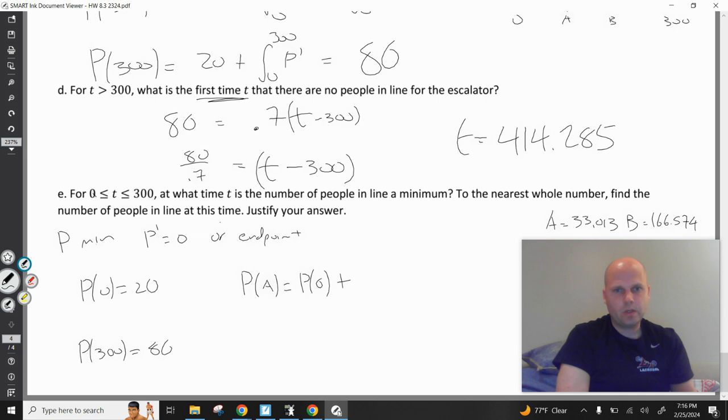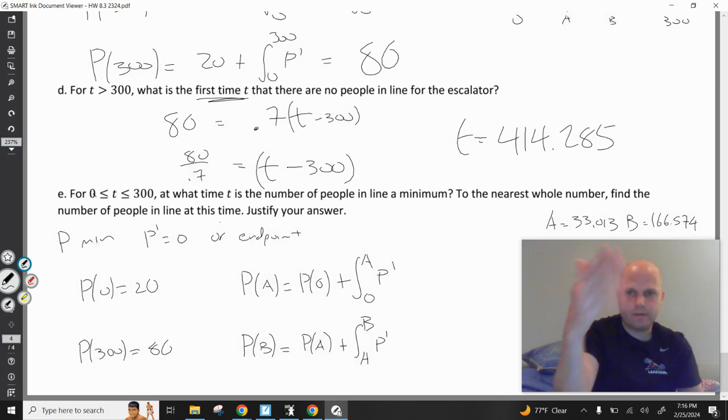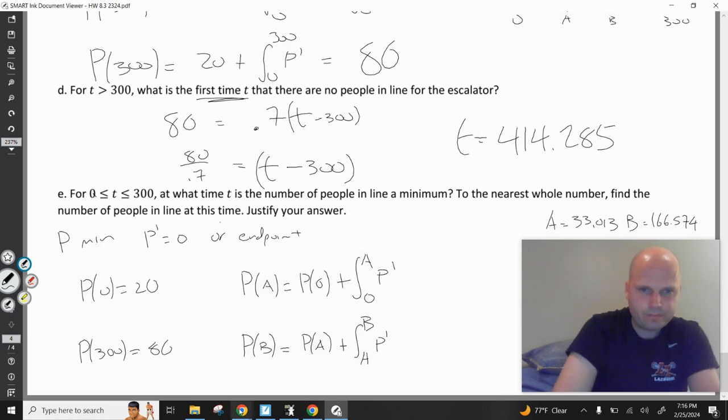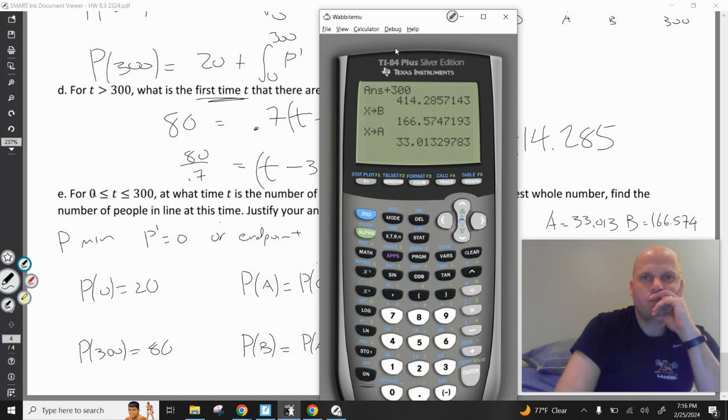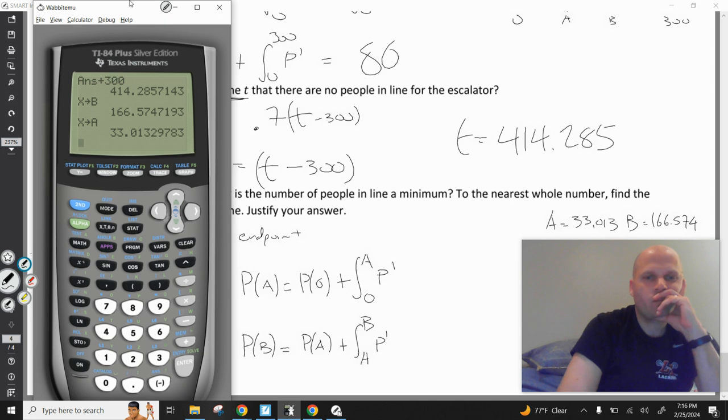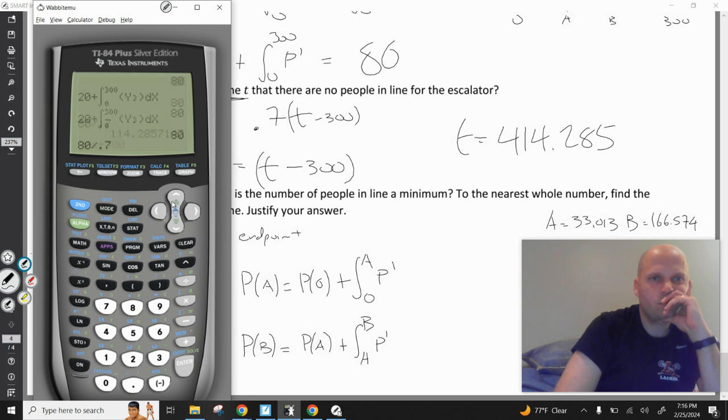All right, so we got P of A, which equals P of 0, we'll step this out, plus the integral from 0 to A of P prime, and then P of B. I'll use P of A and step this out. I've never used this concept, step this out. Use one interval at a time. Okay, 20. Let's find the integral. Beauty. 20 plus the integral from 0 to A.